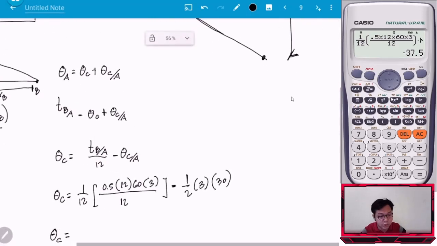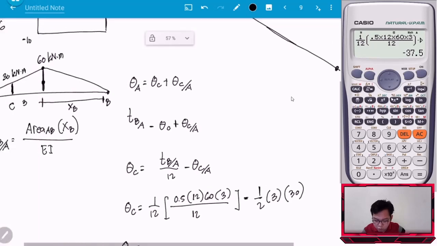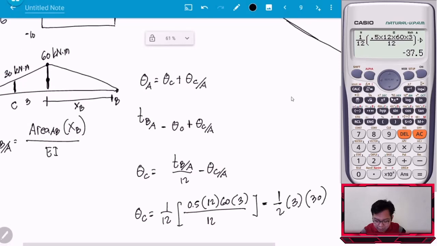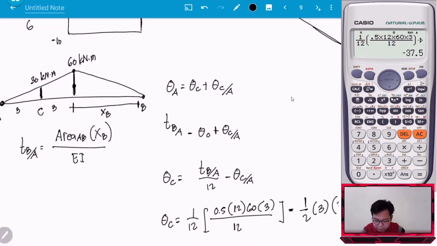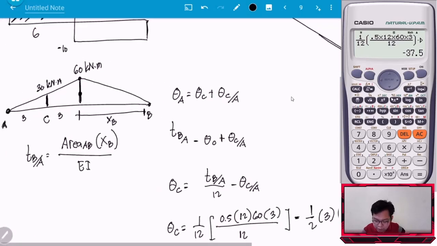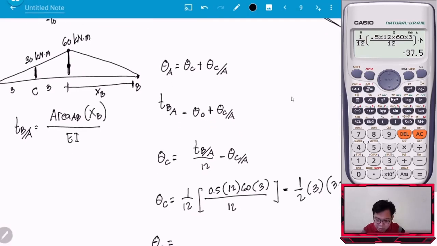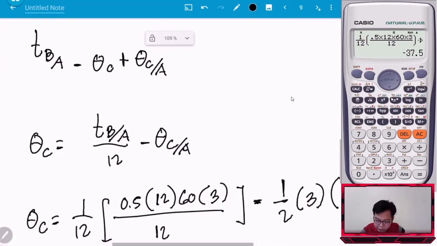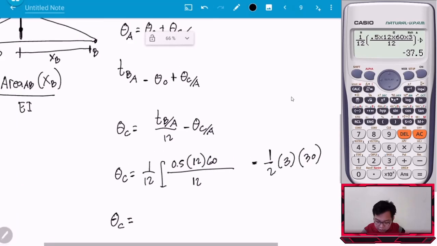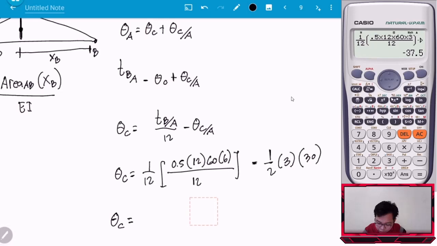Check na natin ulit yung equation natin. So that is 1/12. Okay, so TBA, again, area, that's 1/2. So 0.5 times base is 12. Ang height, 60. Ang XB, guys, mali pala, no? Kaya pala. So, ang XB, instead of 3, hindi pala yan dapat 3. Sandali, burahin natin. Dapat 6 meters yung X sub B natin. So, that is actually 6. Okay, and itong 12, wala nang 12 dapat yan dyan, kasi nasa labas na yung 12. So, lagay ko na lang ang 1.